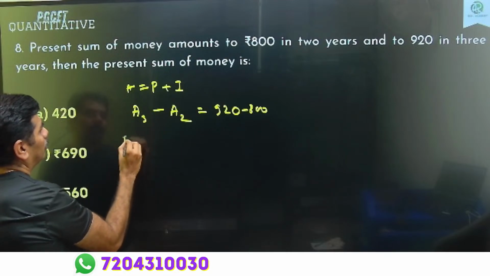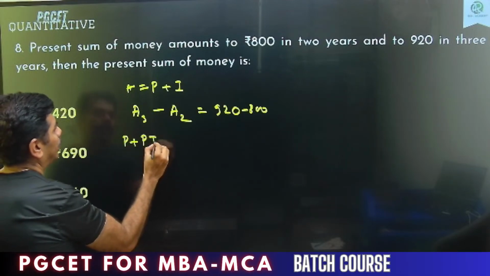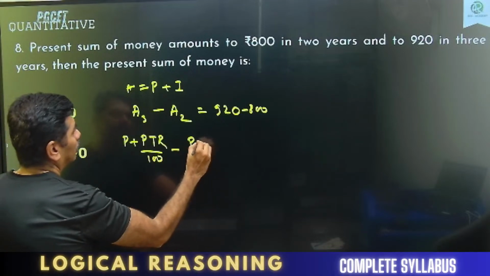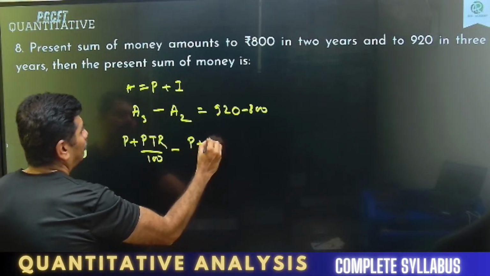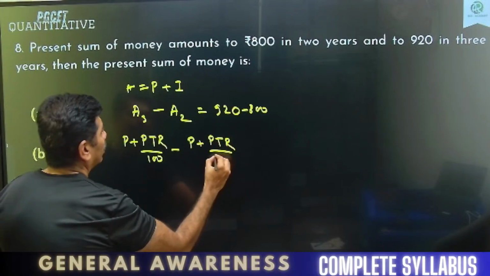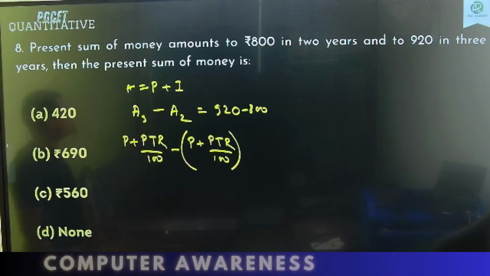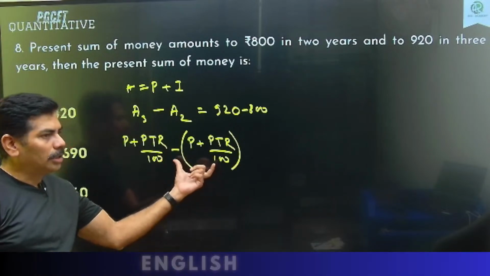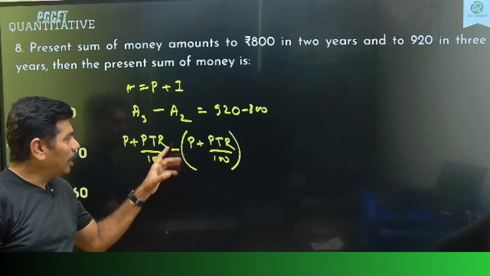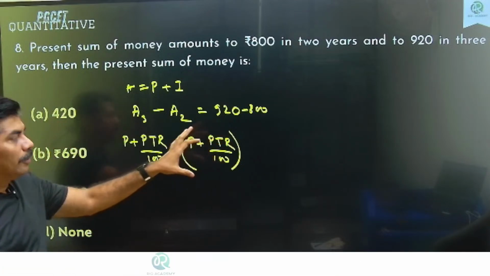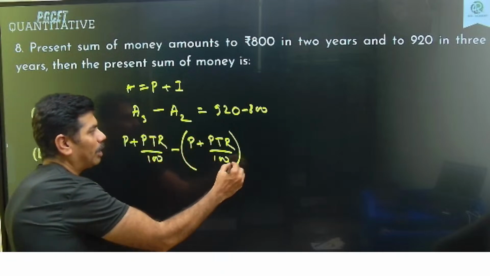So principal plus PTR by 100 minus principal plus PTR by 100. This needs to go inside a bracket. This is very very important. Because without the bracket, what you will do is you will just subtract this P and add it.